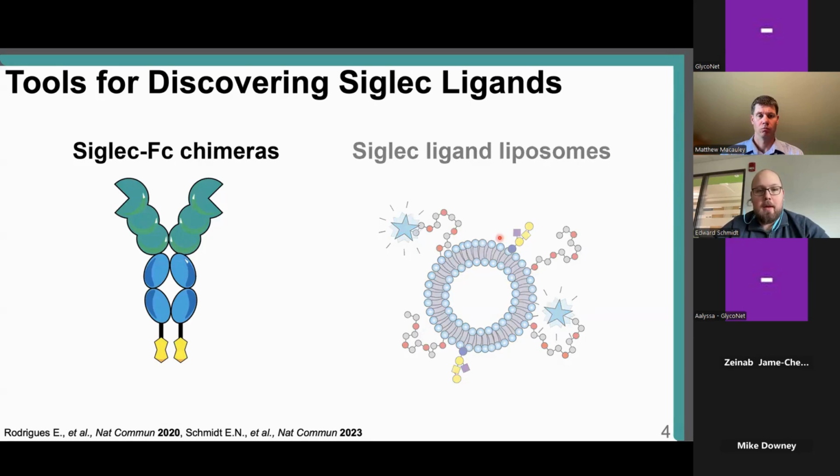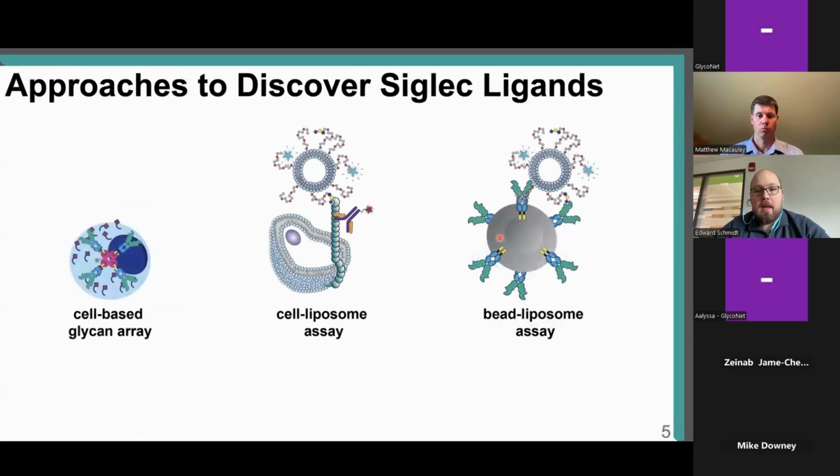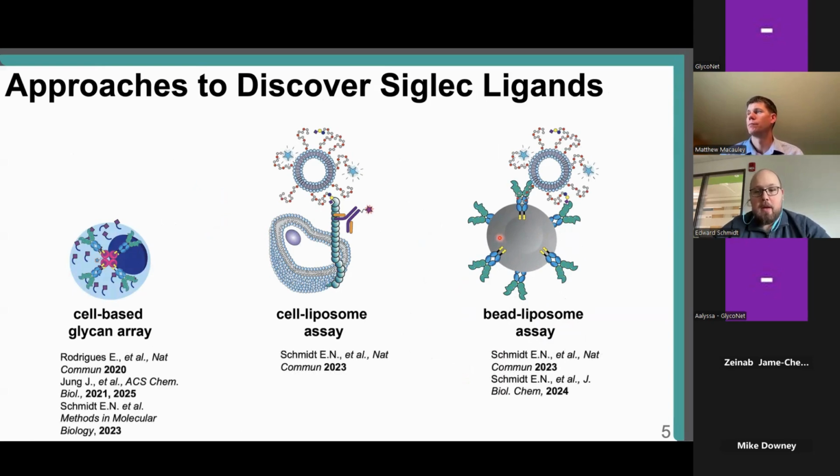And I'll start by talking about the Siglec-Fc. There are three main approaches that we use in our lab. One is a cell-based glycan array. We also have a cell liposome assay, and then the bead liposome assay. These have been used in quite a few publications, so it's nice to see our tools work not only in our own hands, but also in other groups' hands.